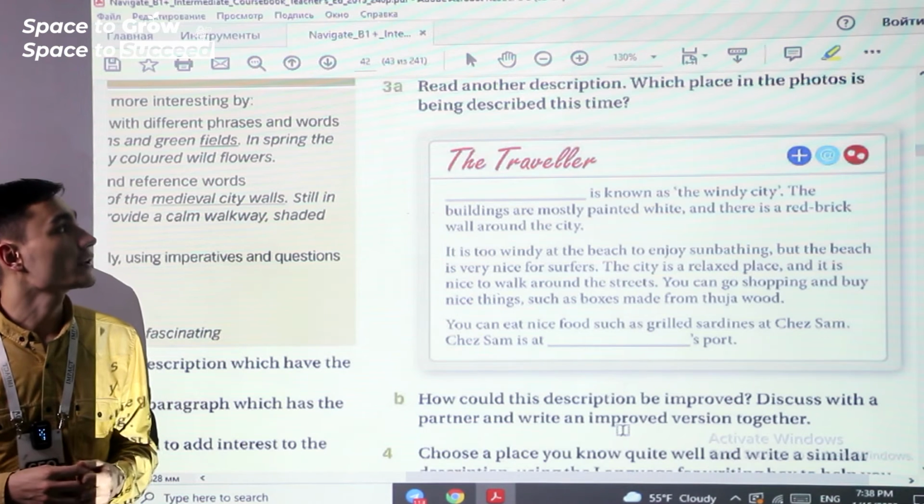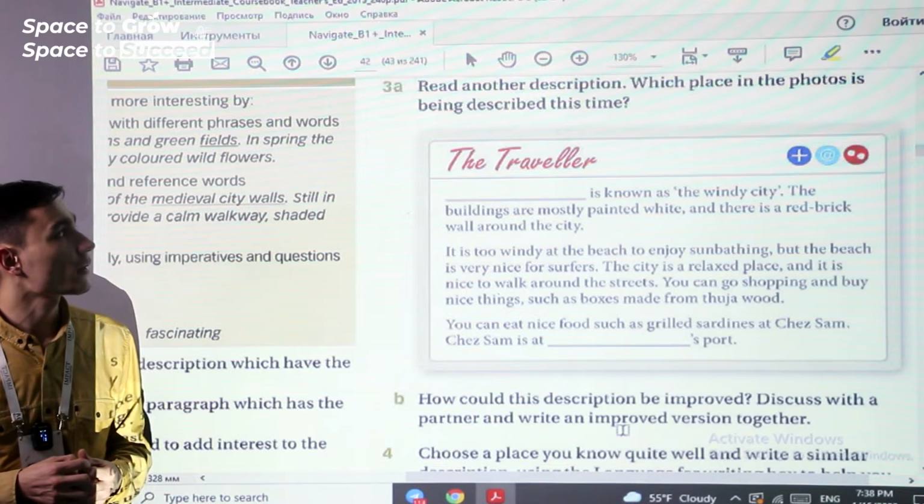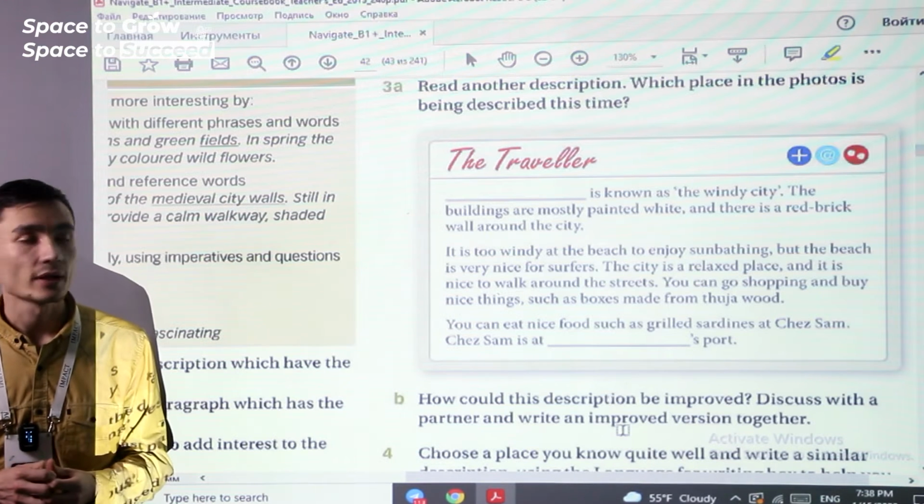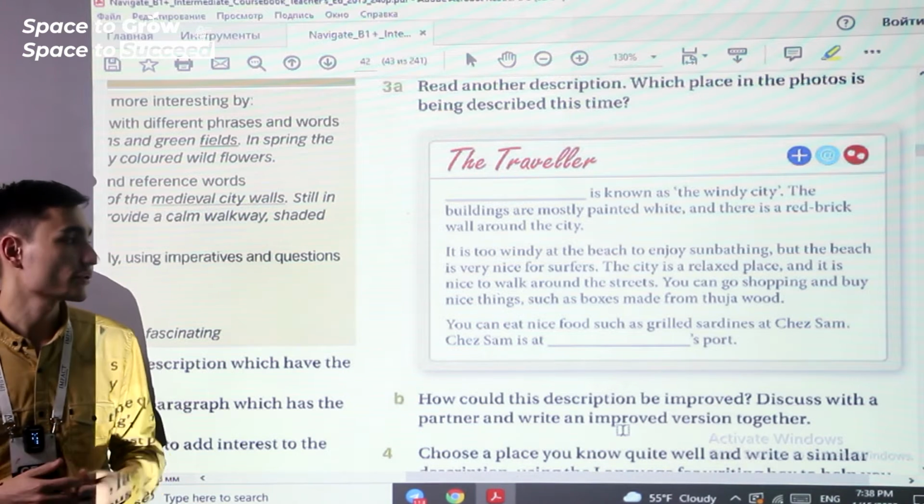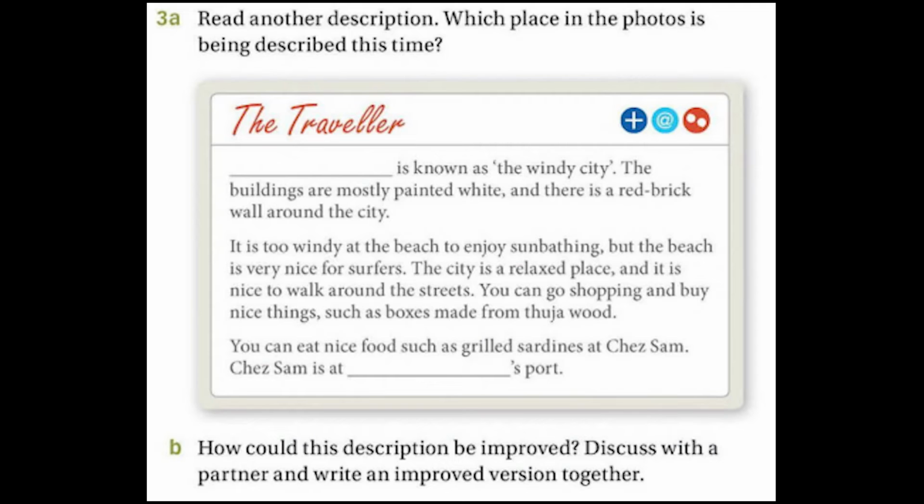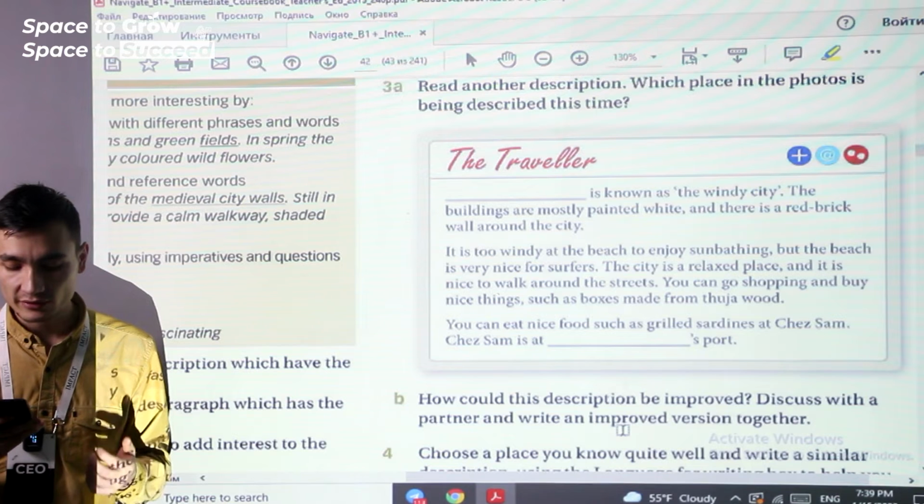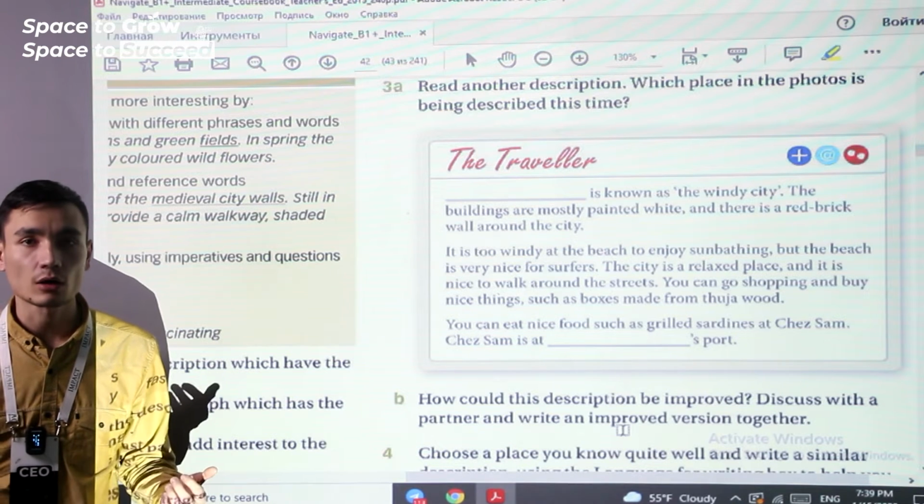Exercise 3A. Read another description. Which place in the photos is being described this time? Now, by reading this paragraph, try to find out which area, which photo is being described. Pause the video, try to do this exercise on your own. As you see, the description describes a picture of Essaouira, Morocco.